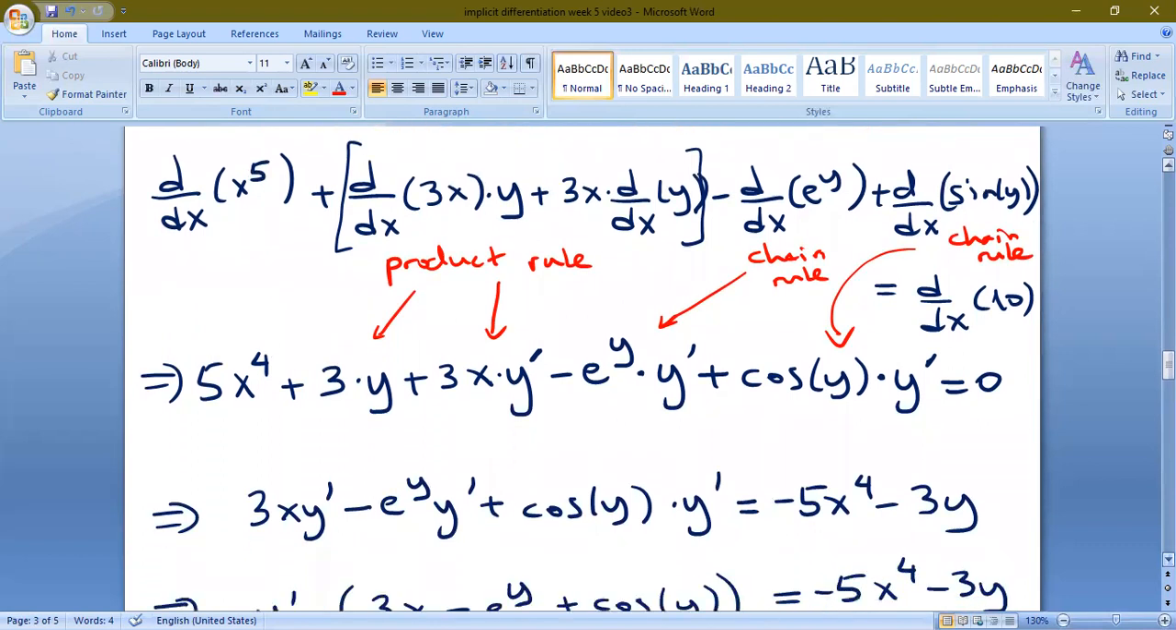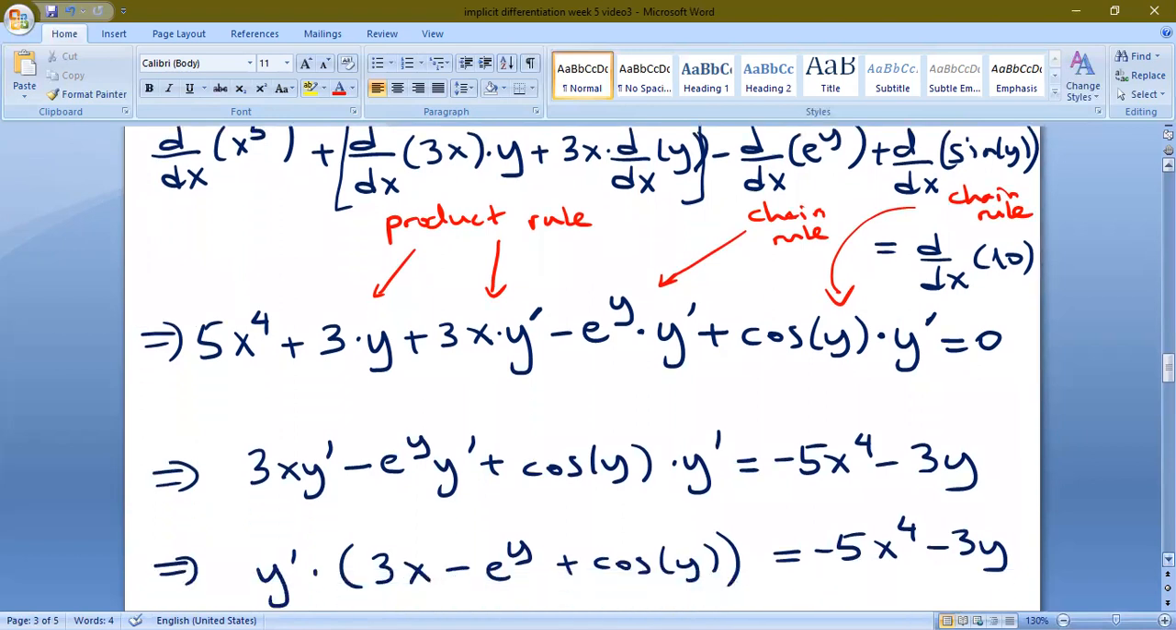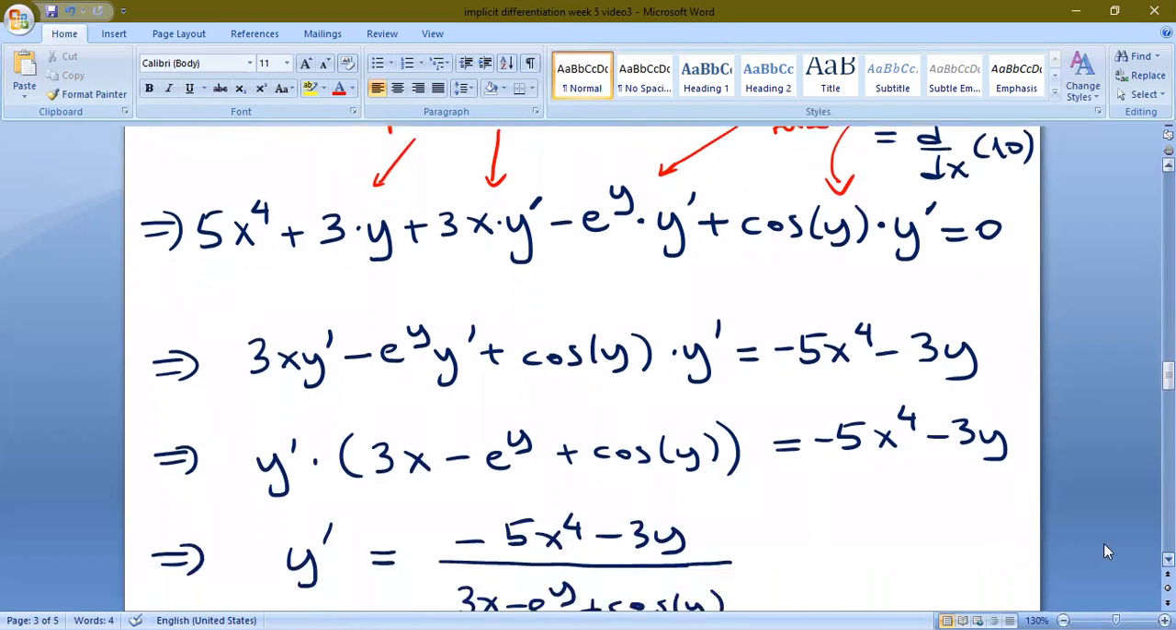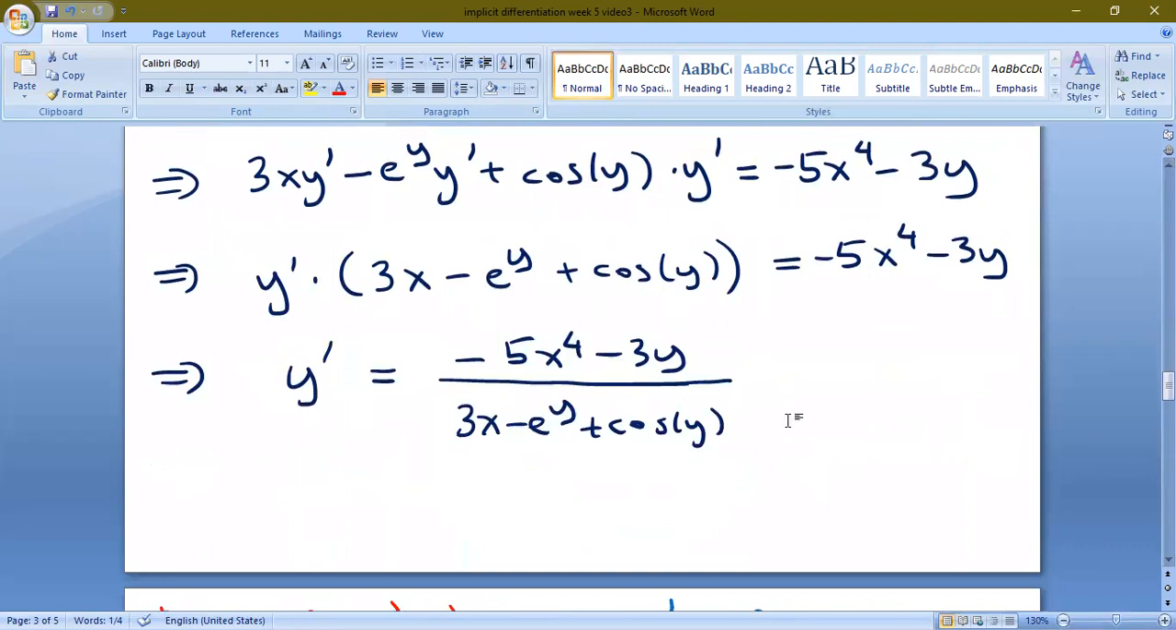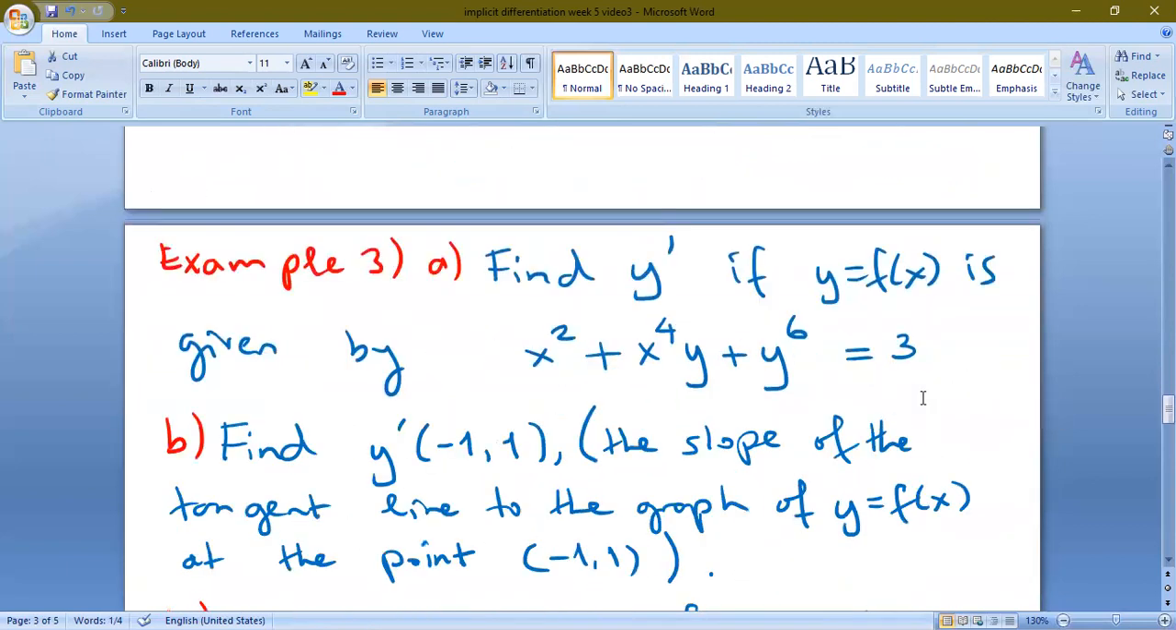Now solve for y prime. Keep the y prime terms on the left, take the other terms to the right. And so we are going to have this equation here, and then factor y prime on the left, and then we will have the second equation, excuse me, and then divide both sides by the term next to y prime, and then we get the result for y prime.